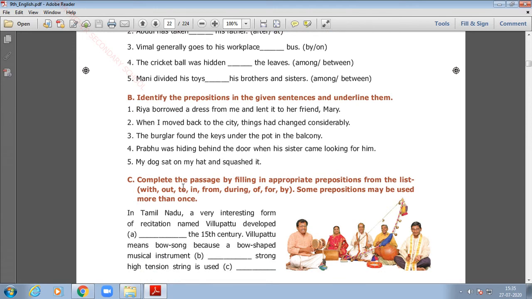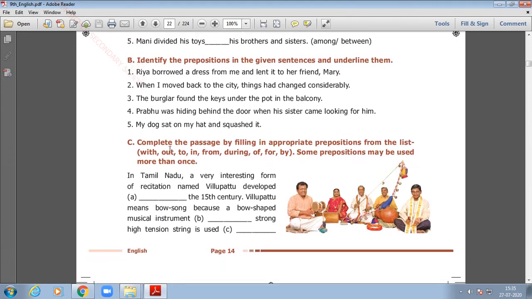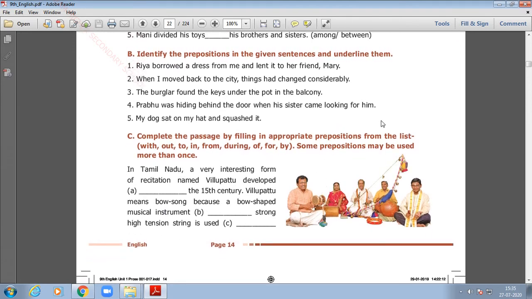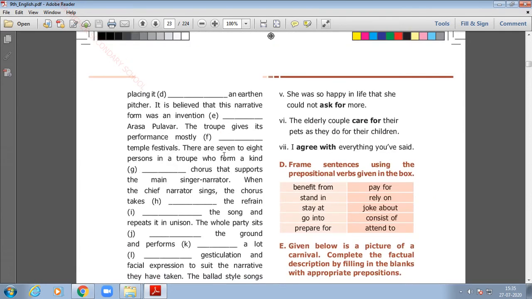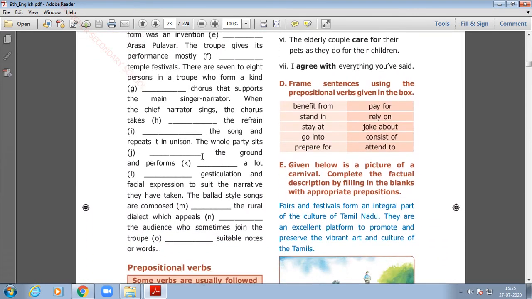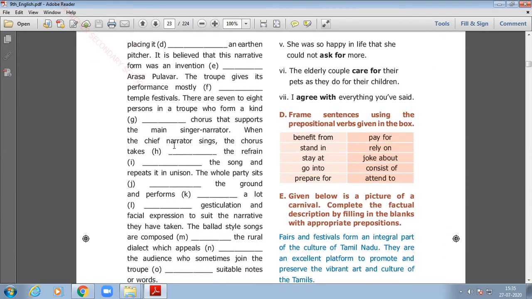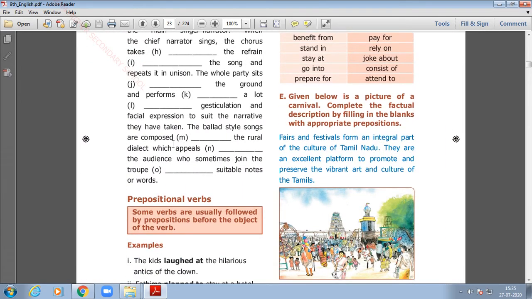Now this is a passage given. You will have to read the passage and fix the prepositions given here. These are all the common prepositions given. Okay, and now read the passage. Read it twice or thrice. Try to understand and then you can do it. Okay, this is with regard to your preposition.